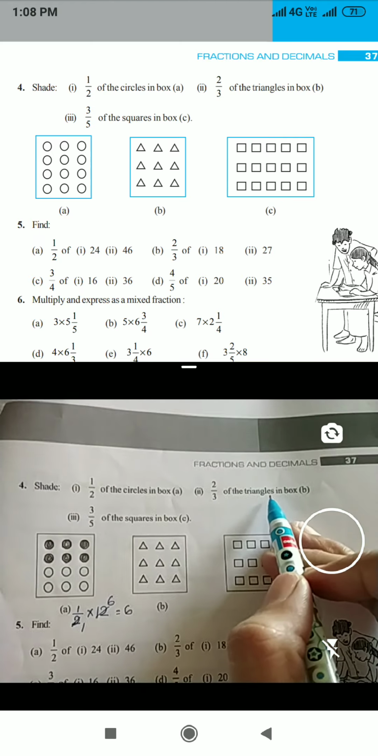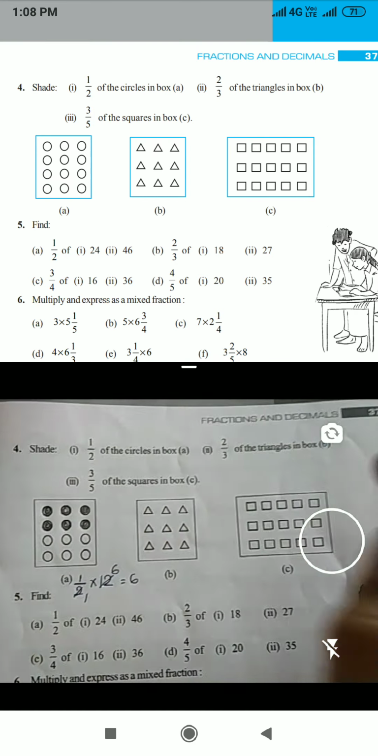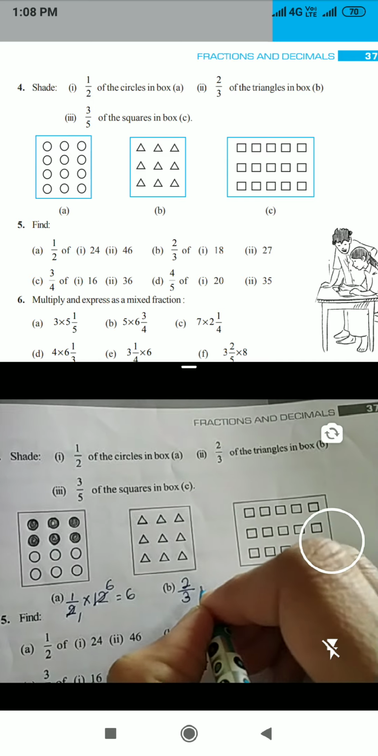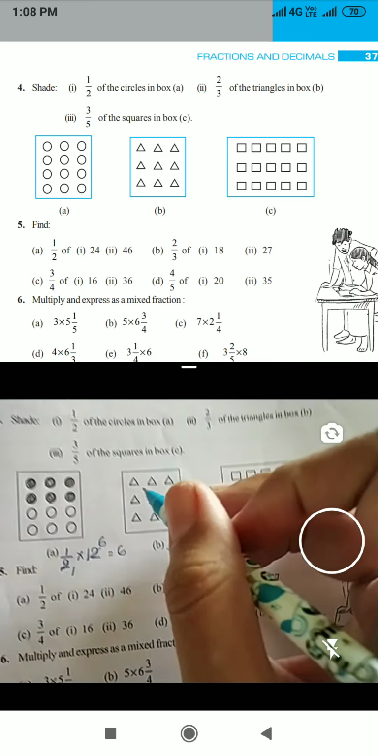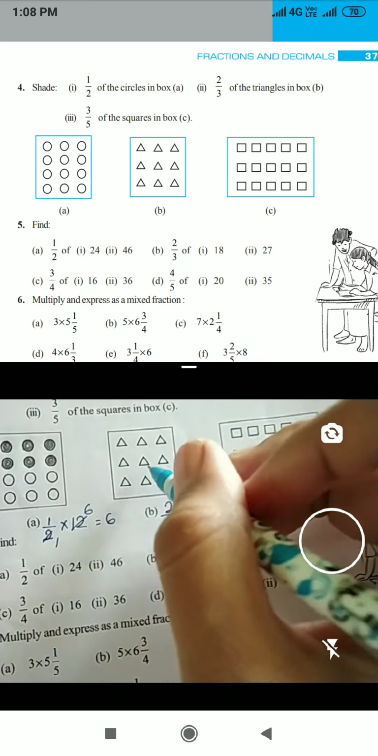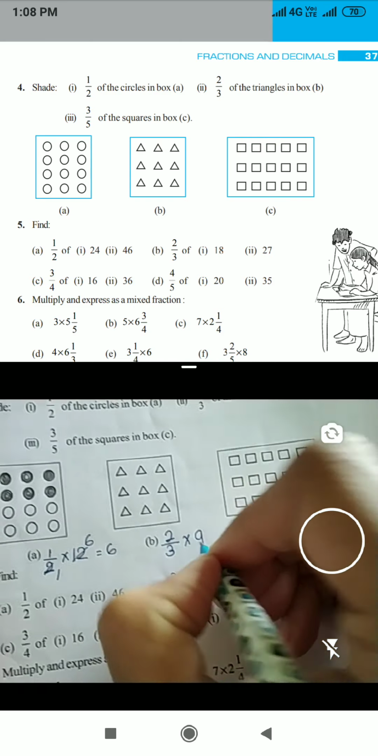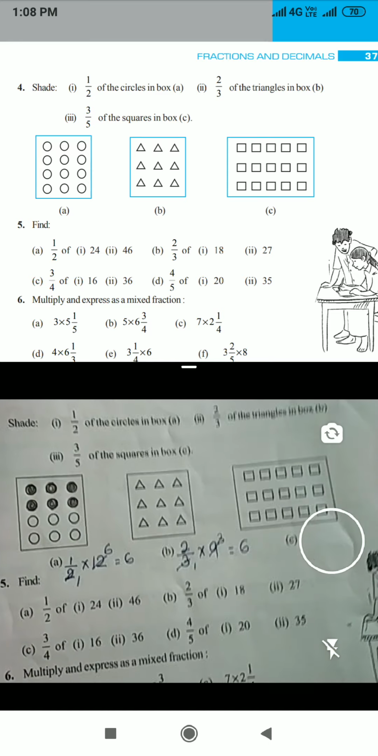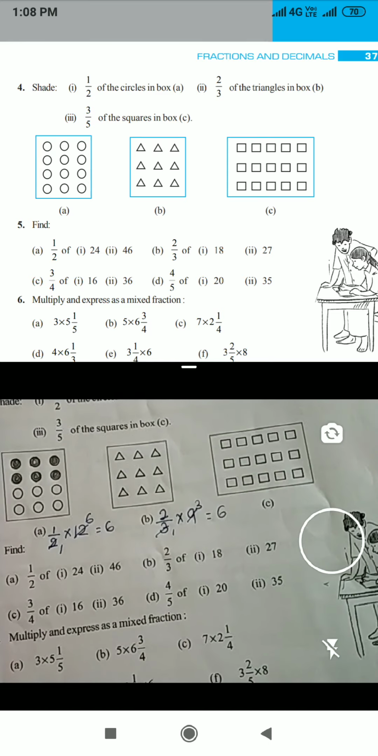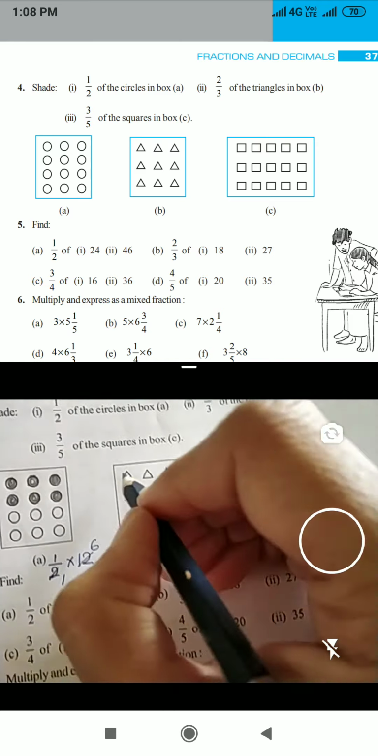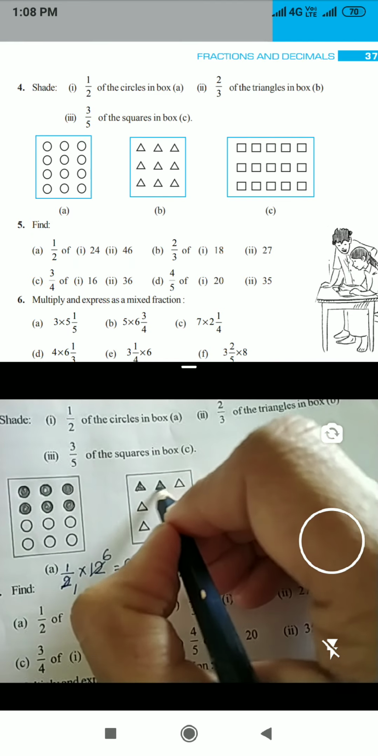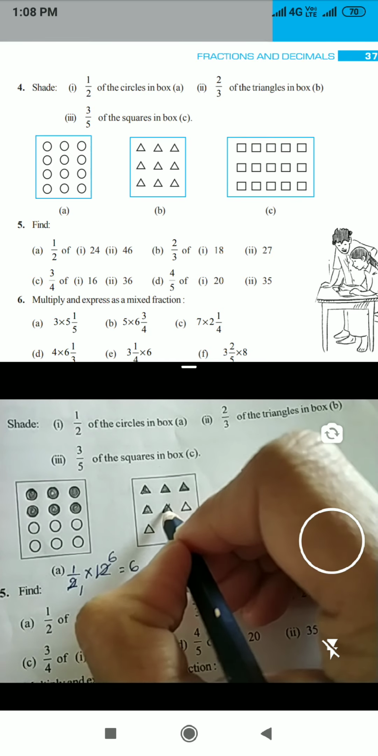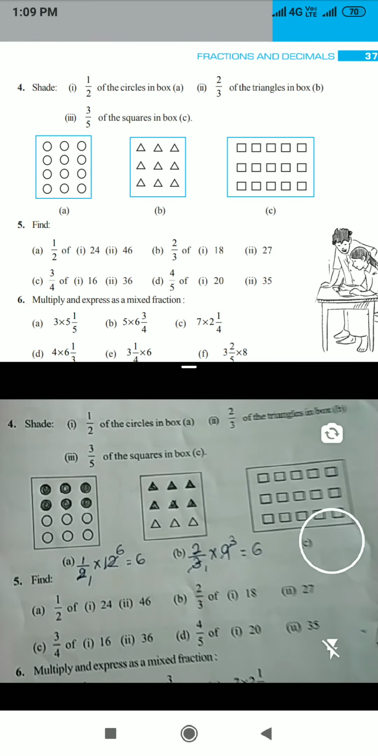2/3 of the triangle in the box B. Now this is the B box. He has asked us to shade 2/3. Now 2/3, how many are there? Triangles counted. 1, 2, 3, 4, 5, 6, 7, 8, 9. So 3 ones are 3, 3 threes are 9, 2 threes are 6. How many do we have to shade now here? 6. Any 6. 1, 2, 3, 4, 5, 6.